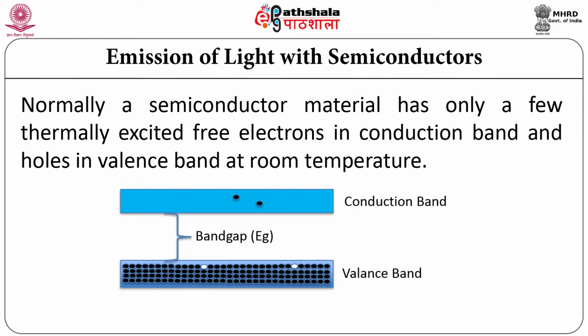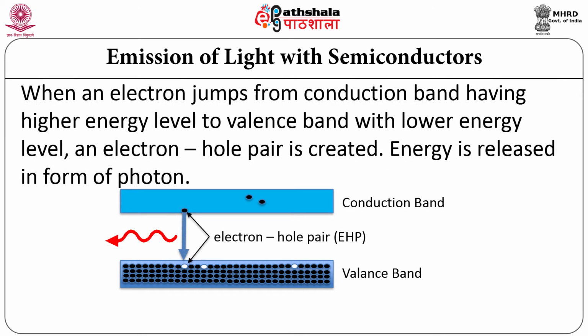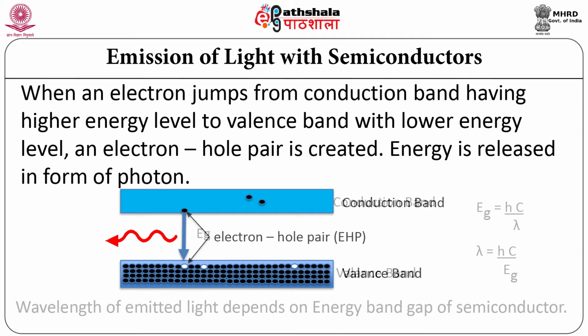This electroluminescence phenomenon can also be explained using an energy band diagram. Normally, a semiconductor material has only a few thermally excited free electrons in the conduction band and holes in the valence band at room temperature. When an electron jumps from the conduction band, having a higher energy level, to the valence band with a lower energy level, an electron-hole pair is created. Energy is released in the form of a photon.